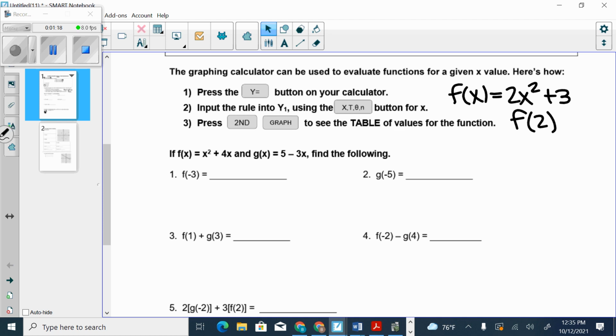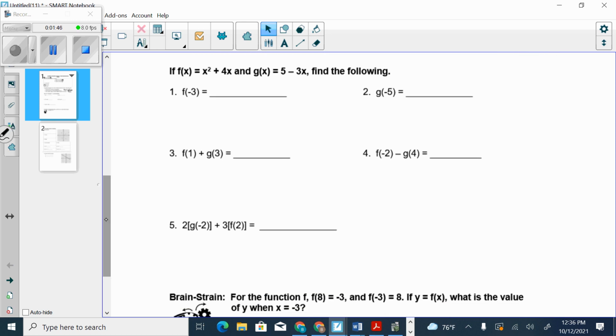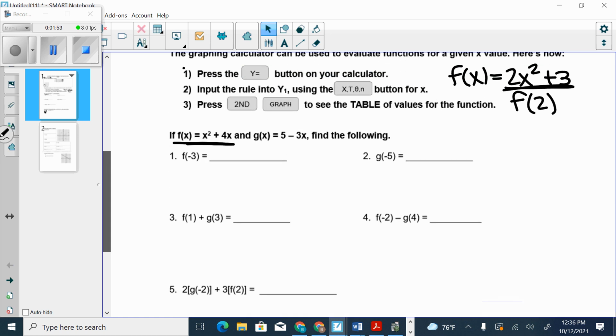It says that we can go into our graphing calculator, press y equals, put in your rule or your function. For example, this would be my function, and then press second graph to see the table. Now, we plugged this in for x, so I'm looking in the x column. Let's give this a try on this set of examples down here. Number 1 wants to know f of -3, so I'm going to take f of x and follow these steps.